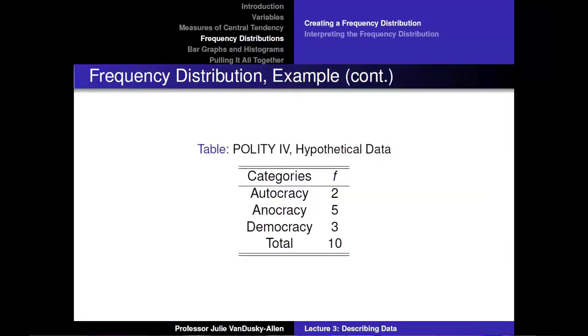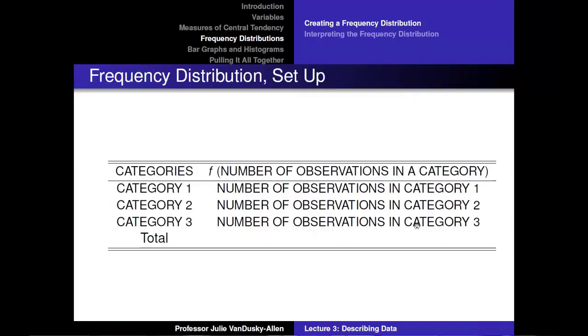Here's the frequency distribution example with the polity data. In the first column, you write categories as the column title, then you write the categories underneath it, autocracy, anocracy, and democracy, and add the word total at the bottom. The categories should be written in some sort of logical order, so in this case I wrote the categories from the least free countries, autocracies, to the most free countries, democracies. In the second column, you write the letter F as the column title, then you write the number of observations in each category and add the total number of observations at the bottom.